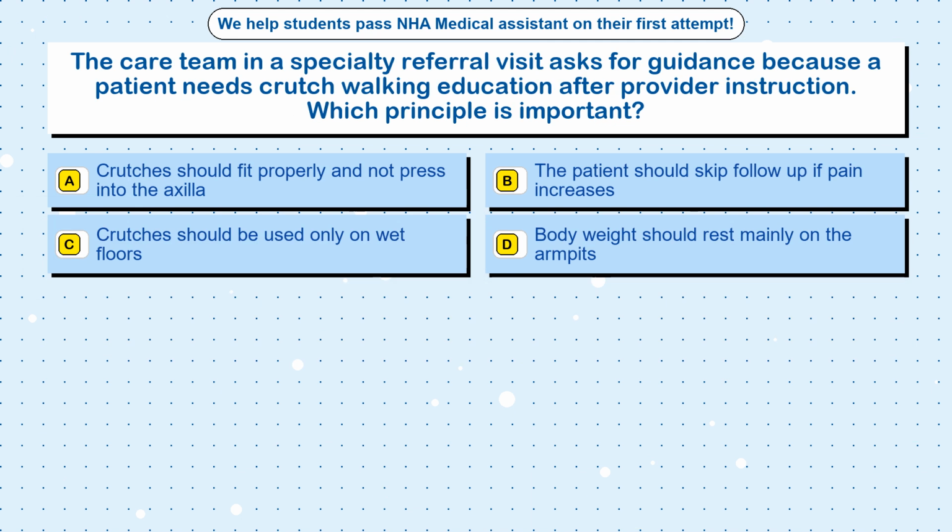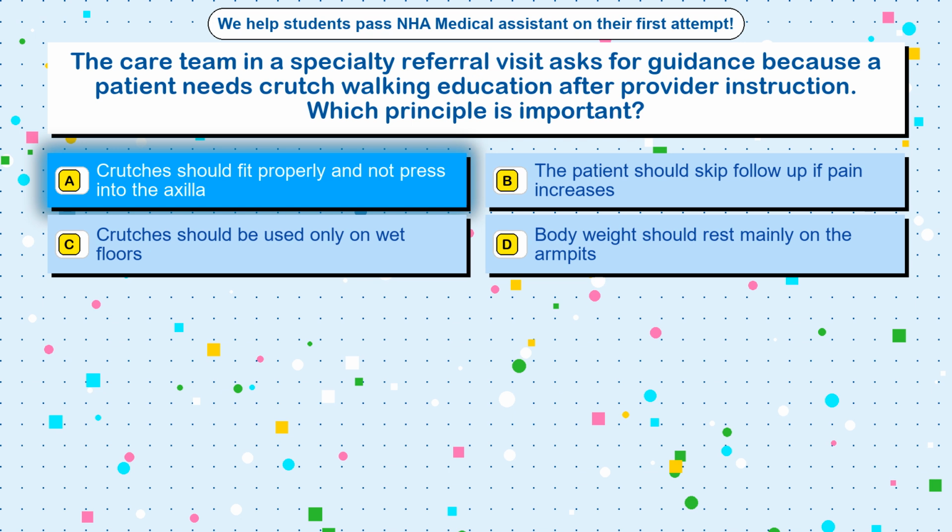Question 46. The care team in a specialty referral visit asks for guidance because a patient needs crutch walking education after provider instruction. Which principle is important? Option A. Crutches should fit properly and not press into the axilla. Option B. The patient should skip follow-up if pain increases. Option C. Crutches should be used only on wet floors. Option D. Body weight should rest mainly on the armpits. The correct answer is option A.